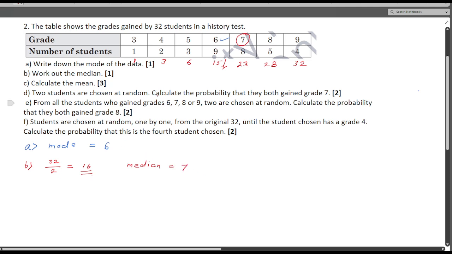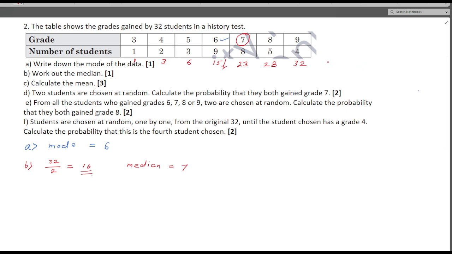Now as the data is even, if you arrange them, you will find two numbers at the center. In this case, the number at the 16th position and the number at the 17th position are in the middle. We should take the average of those two numbers. Here both the numbers, at the 16th position and the 17th position, are going to be 7. So their average is also going to be 7, and hence your median is 7.